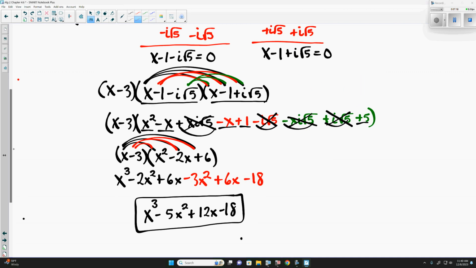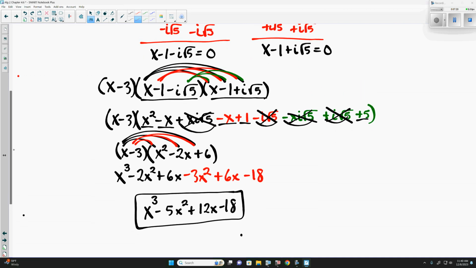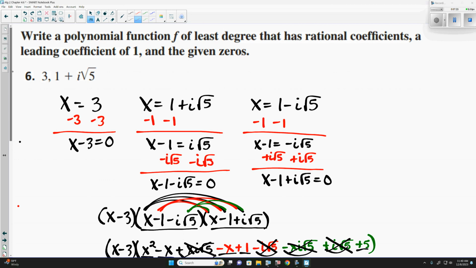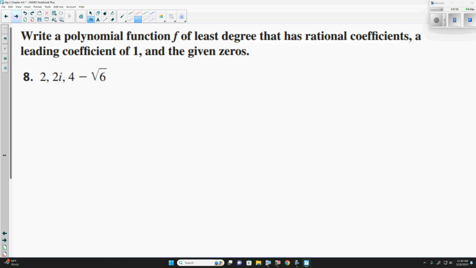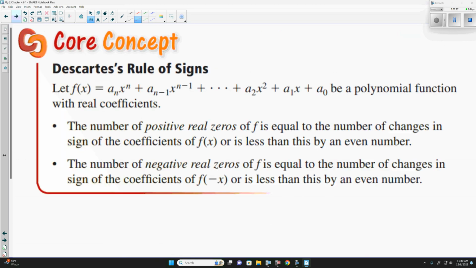Most of this is just multiplying out and seeing what our polynomial function is. We do have others, but this is the last part of chapter 4 we're covering. There are other sections, but we don't have time for them, and we're not going to cover them.